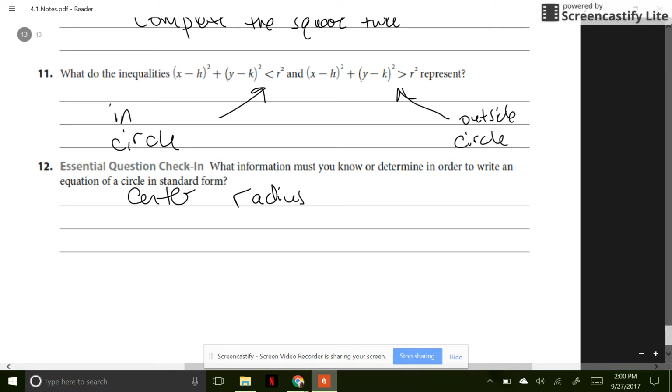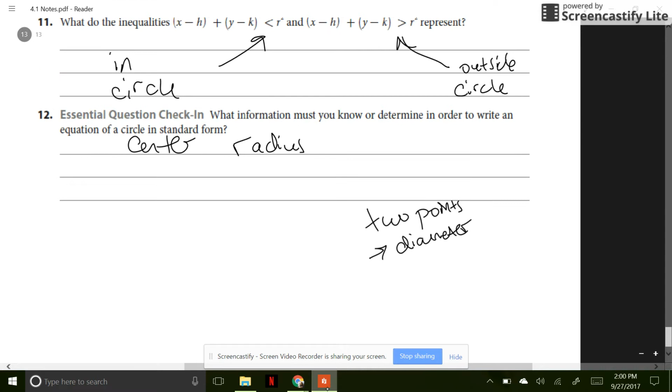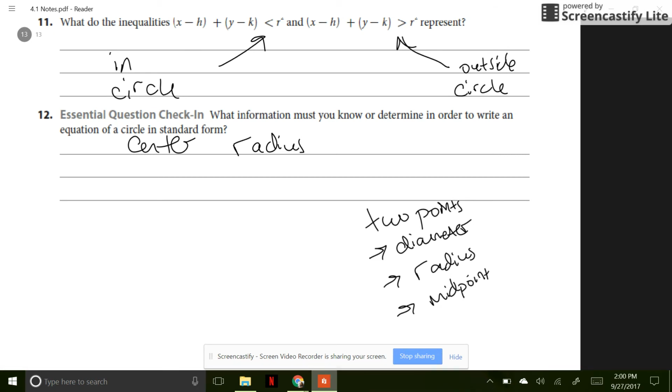But all you really need are 2 points on the circle. If you know 2 points on the circle, you can use the distance formula to find the diameter, which you then take half of to find the radius. And if you have the 2 points, you know that the midpoint would be your center. So while our equation calls for us to know the center and the radius, if you just know 2 points on the circle, you actually can find the equation for a circle.